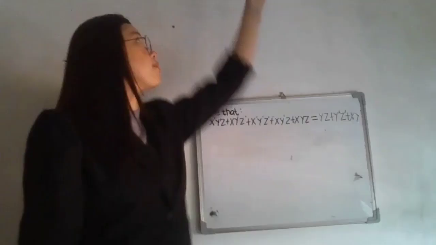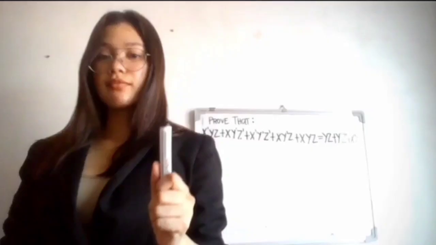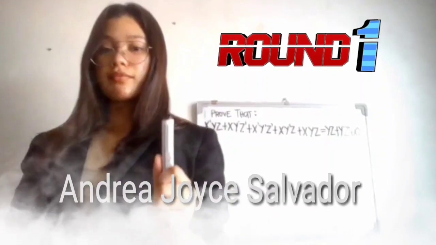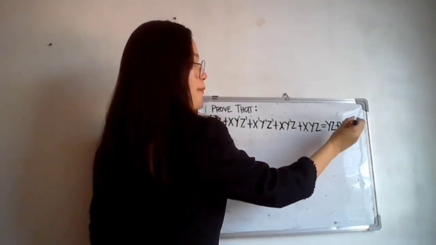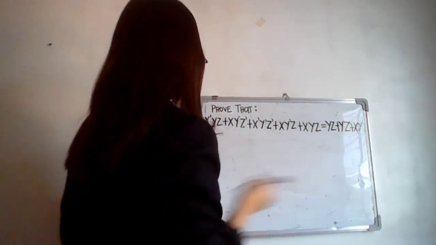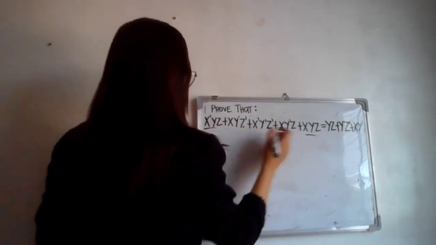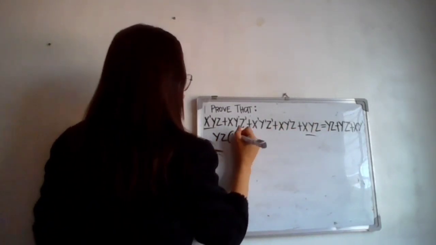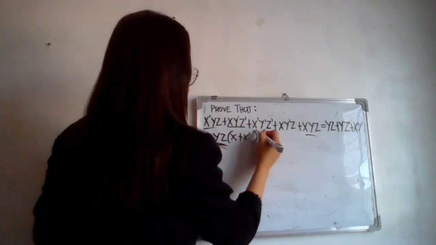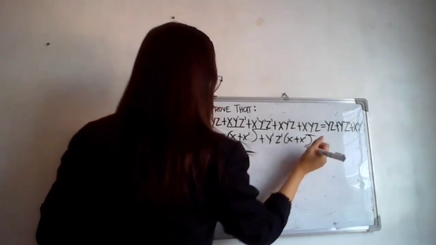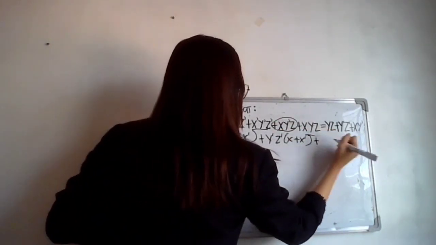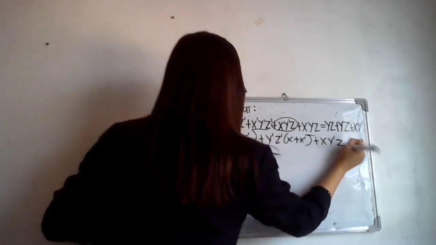So let's begin now with the sample problem. Let's prove that this is equal to yz plus y'z' plus xy'. First, identify the common terms. Here, we can write this as yz times the quantity x plus x'. Also here, we can write this as y'z' times x plus x'. Since there are no common terms, we can just write it here, xy'z.